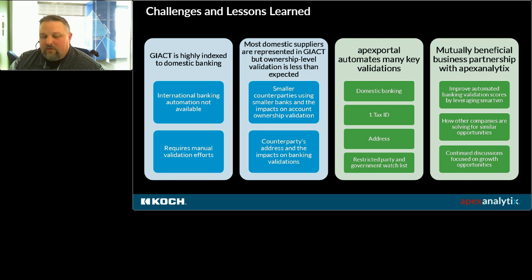We did also notice that counterparties' addresses were also impacting the success rates on some of our banking validations. The reason for this is because sometimes the address that's being used on the bank account details might be a corporate address or something like that, and the supplier that we're actually working with might be a satellite office or satellite location that may have a different physical address. And so that physical address wasn't syncing up with the address on file at the bank.